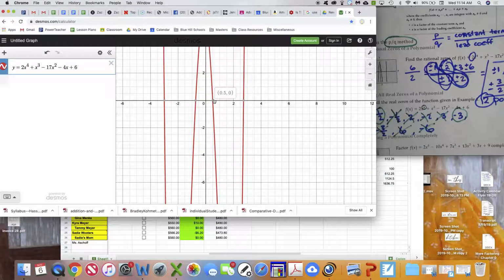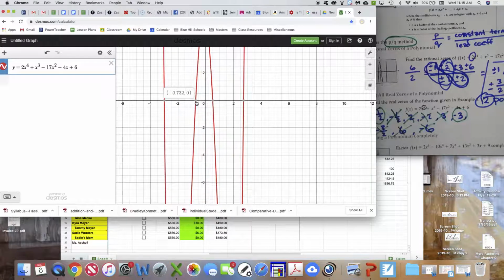2.732, and 0.5 and -0.732. Okay, because those are irrational ones. That's fine. We did it right. So these two are coming out nicely.